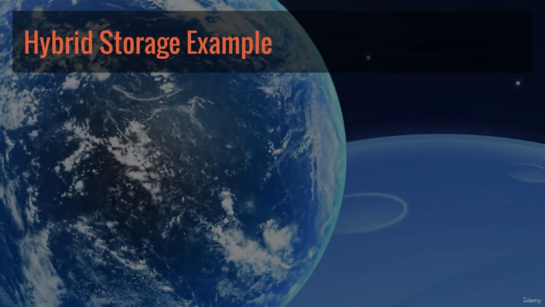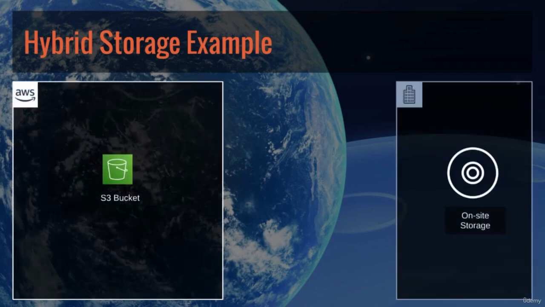So let's have a look at a hybrid storage example where we've got on-site storage in a corporate data center, and we also want to have that stored in the AWS cloud on Amazon S3. Why would we do that? Well, it's great for a disaster recovery solution because we can still have high-speed access to our data in our corporate data center, and at the same time, we're taking advantage of the durability and availability of Amazon S3 as a disaster recovery solution in the event that our on-site server goes down.